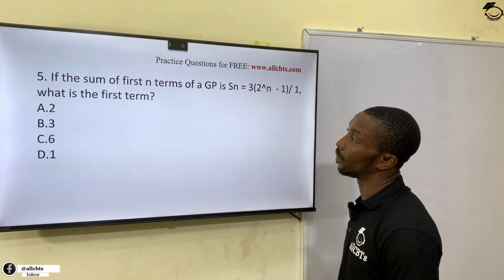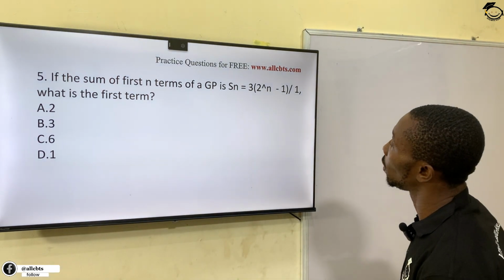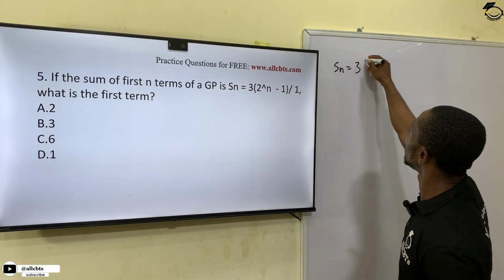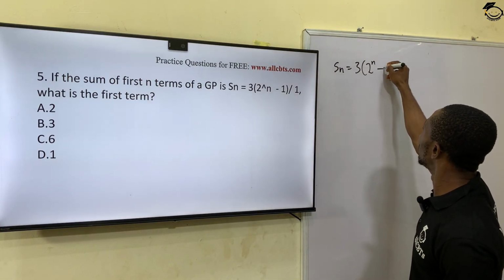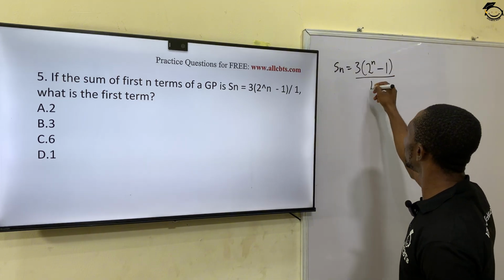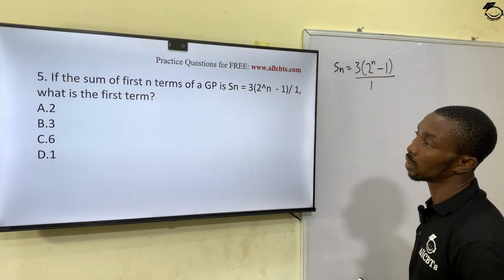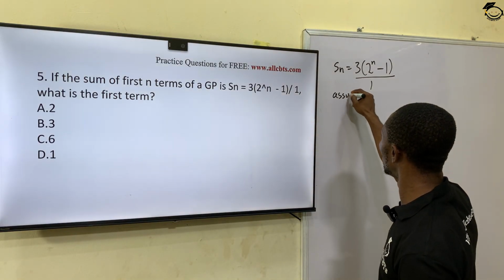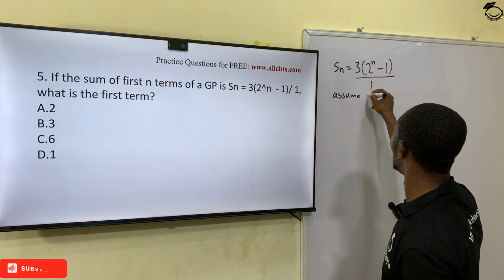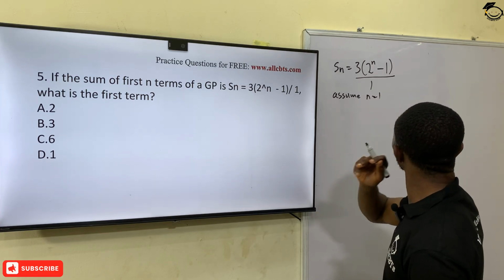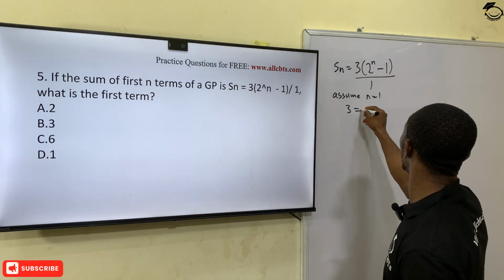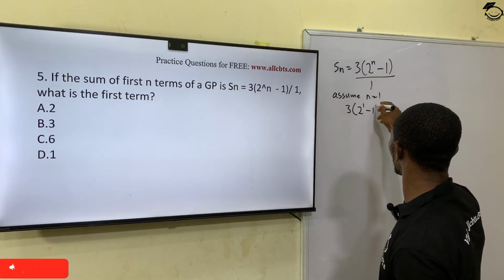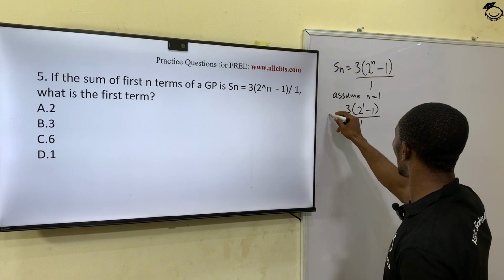If the sum of the first n terms of a GP is Sn equals 3 bracket 2 raised to the power n minus 1 all over 1, what is the first term? Now, for us to find the first term, we assume n is 1. So this will give us 3 bracket 2 raised to the power 1 minus 1 all over 1.